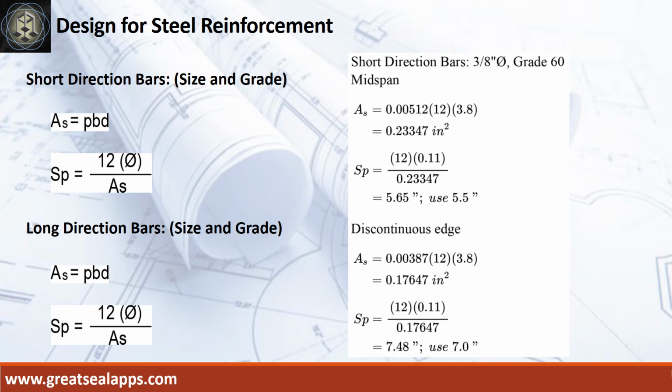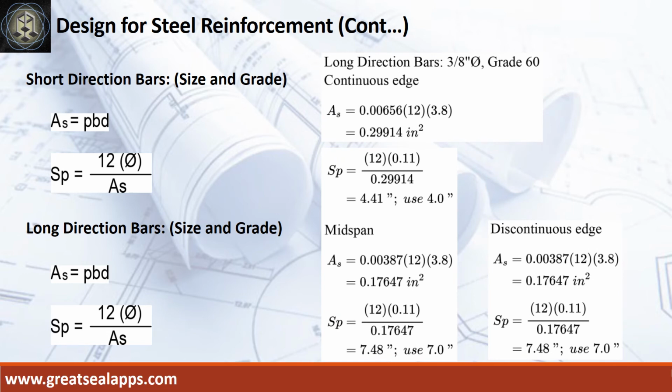At short direction, given midspan ρ equals 0.00512, B equals 12 inches, and D equals 3.8 inches, the area of steel is 0.23347 square inch, and the spacing for 3/8-inch diameter bar is 5.5 inches. Given discontinuous edge ρ equals 0.00387, B equals 12 inches, and D equals 3.8 inches, the area of steel is 0.17647 square inch, and the spacing for 3/8-inch diameter bar is 7 inches.